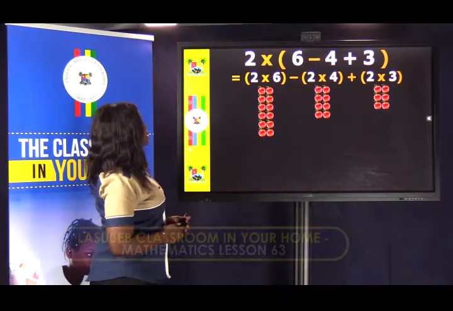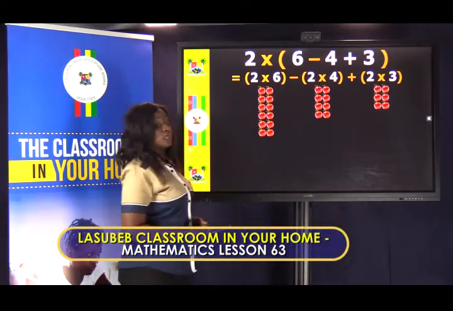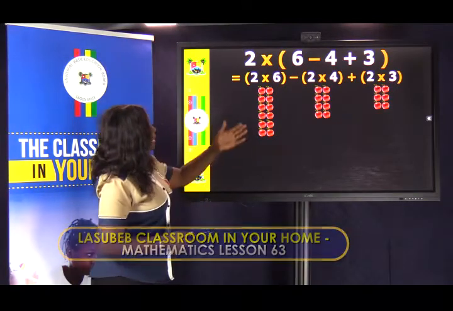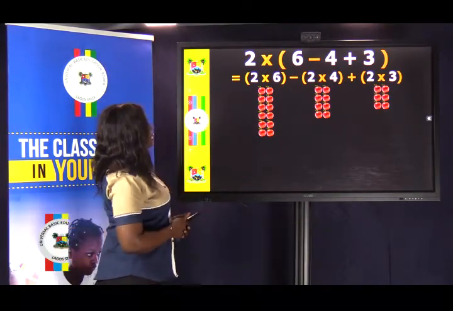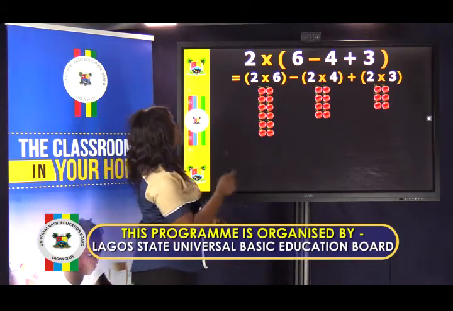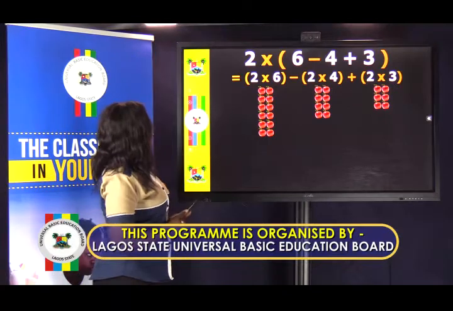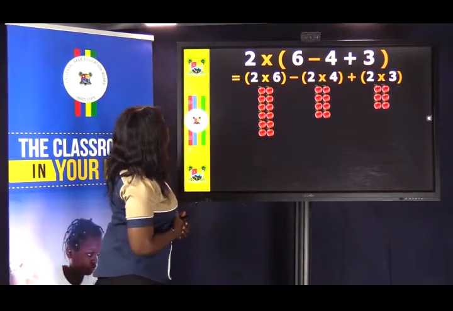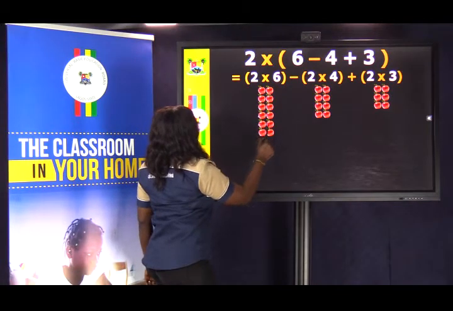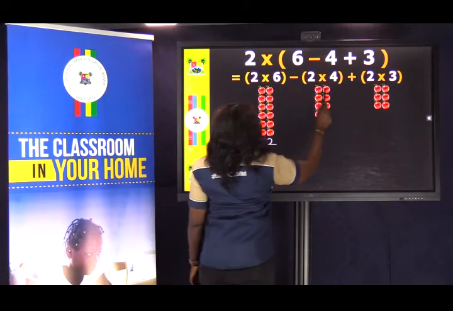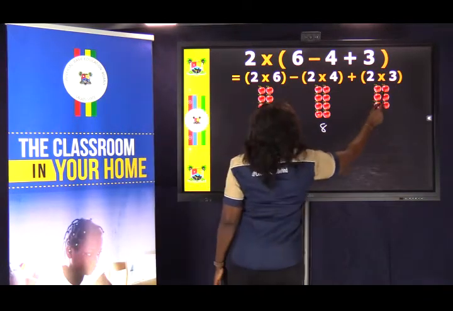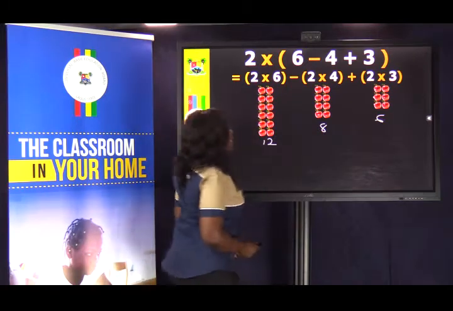2 times 6 means you should draw your object 2 in 6 places. Now I'm having 2 apples in 6 places. 2 times 4 means 2 apples in 4 places. And 2 times 3 means 2 apples in 3 places. So let's count what 2 times 6 will give us. 1, 2, 3, 4, 5, 6, 7, 8, 9, 10, 11, 12. 1, 2, 3, 4, 5, 6, 7, 8. 2 times 4 is 8. 1, 2, 3, 4, 5, 6. 2 times 3 is 6.